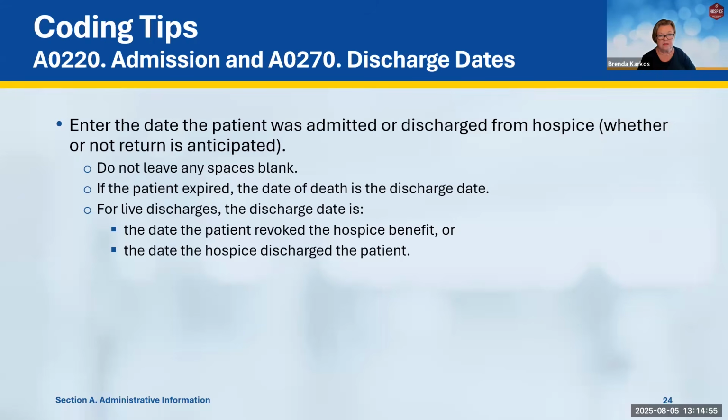And here are a few coding tips. First, you would enter the date the patient was admitted or discharged from hospice, whether or not a return is anticipated. Don't leave any blank spaces. If the patient expired, the date of death is the discharge date. And for live discharges, it's the date the patient revoked the hospice benefit or the date the hospice discharged the patient.